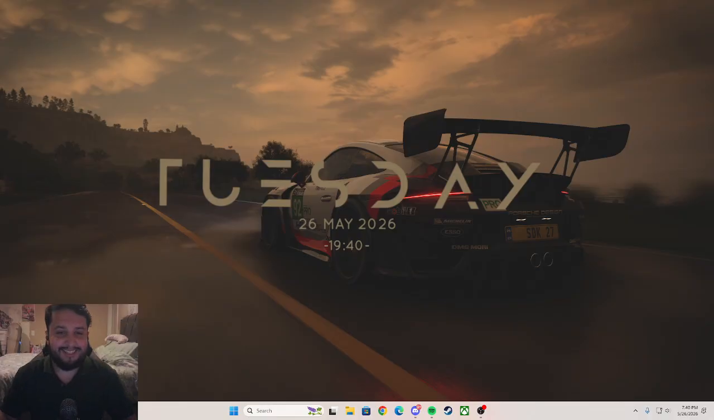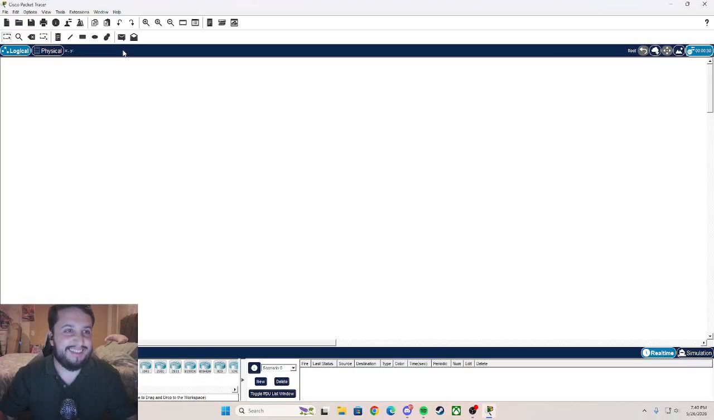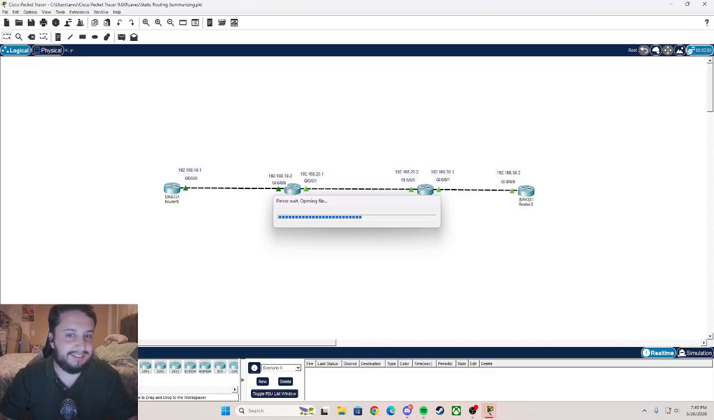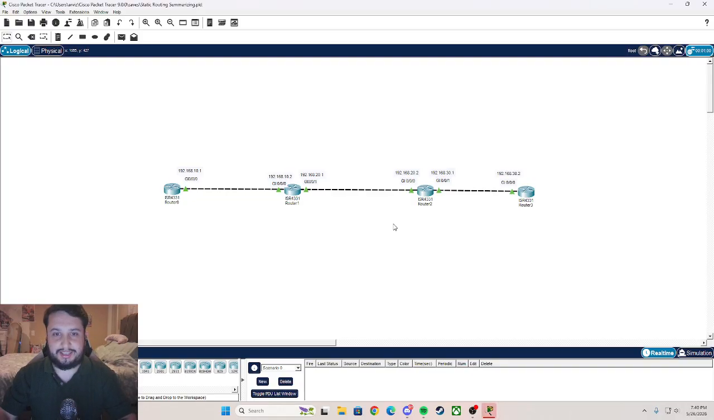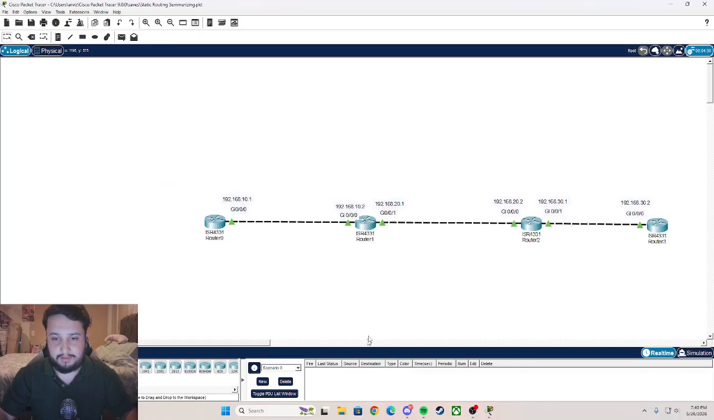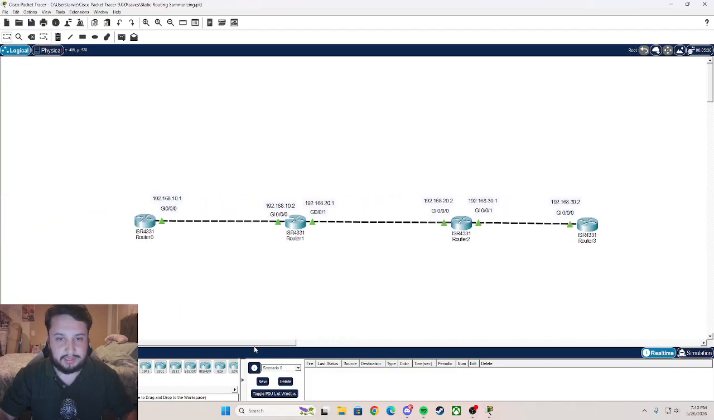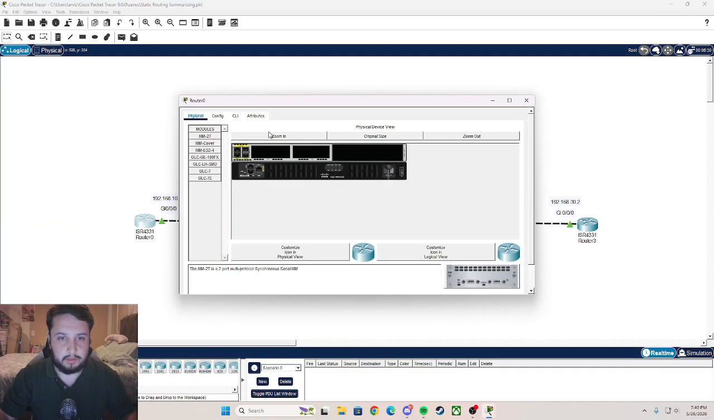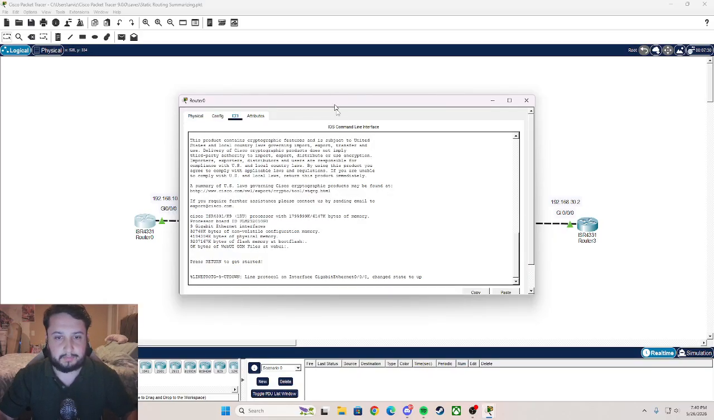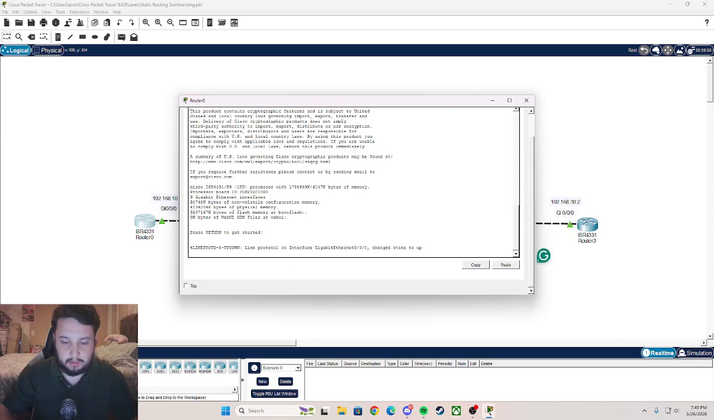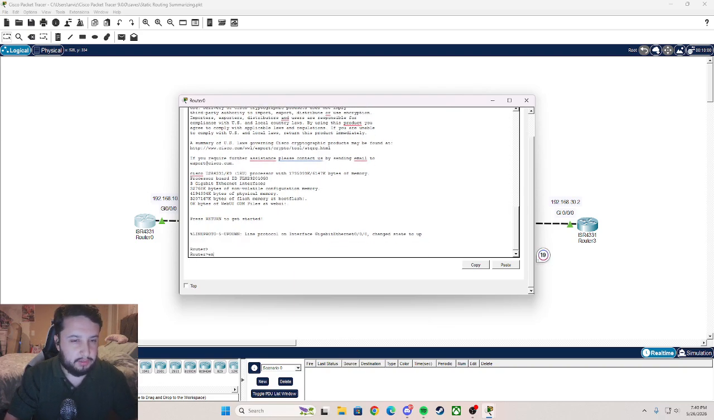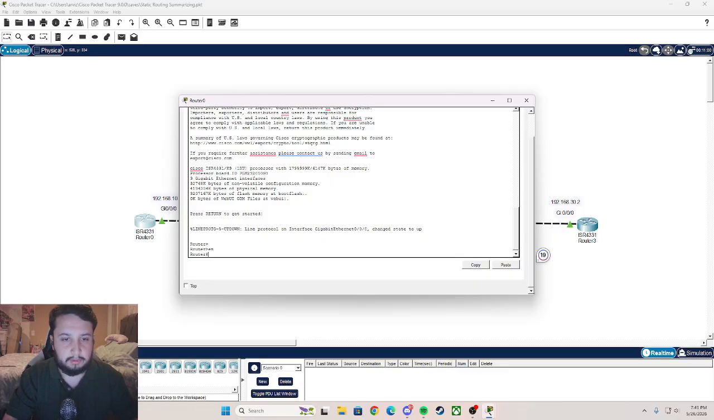So here's the same setup. Let me zoom in a little bit closer so you can see the numbers. I believe I'm able to do this, and this is going to be static routing summarization. I believe I can just do this off the first one.